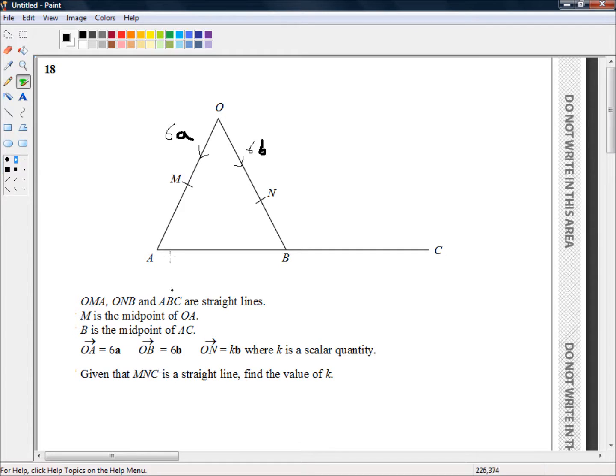Okay, so MNC is a straight line. So what am I getting at? MNC is a straight line, so find the value of K. So obviously they want us to find this vector, and we can use that information to figure out what K is. Okay, so I suppose the first thing we need to do is to try and find out what this vector here is. So to do that, we should probably go down to A and then across to C to make this vector here.